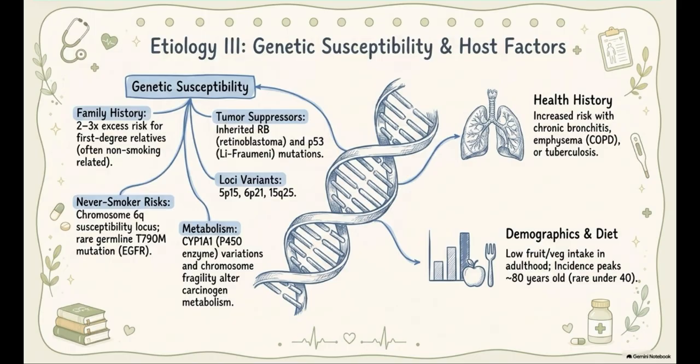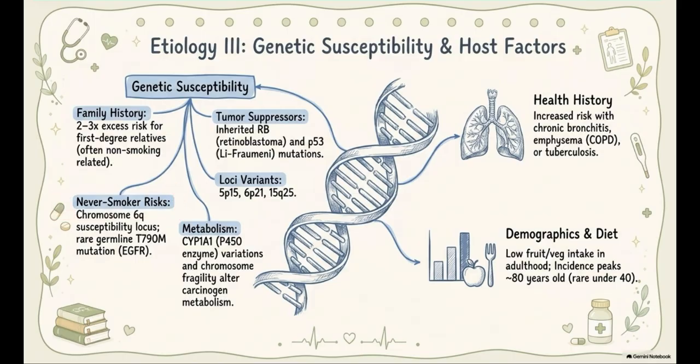For example, mutations in the RB gene, which is linked to retinoblastoma, or the P53 gene, linked to Li-Fraumeni syndrome. There are also specific chromosome variants that increase this vulnerability. These include variants like 5p15, 6p21, and 15q25. On top of that, normal variations in enzyme metabolism can alter how a body processes carcinogens. Because of these genetic blind spots, even never smokers face real risks.